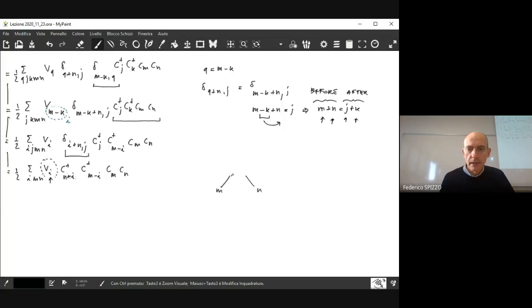They have an interaction, and after the interaction, you have m minus I and n plus I. At this point, what is the additional requirement that we may include in this final expression for the expectation value of the operator?